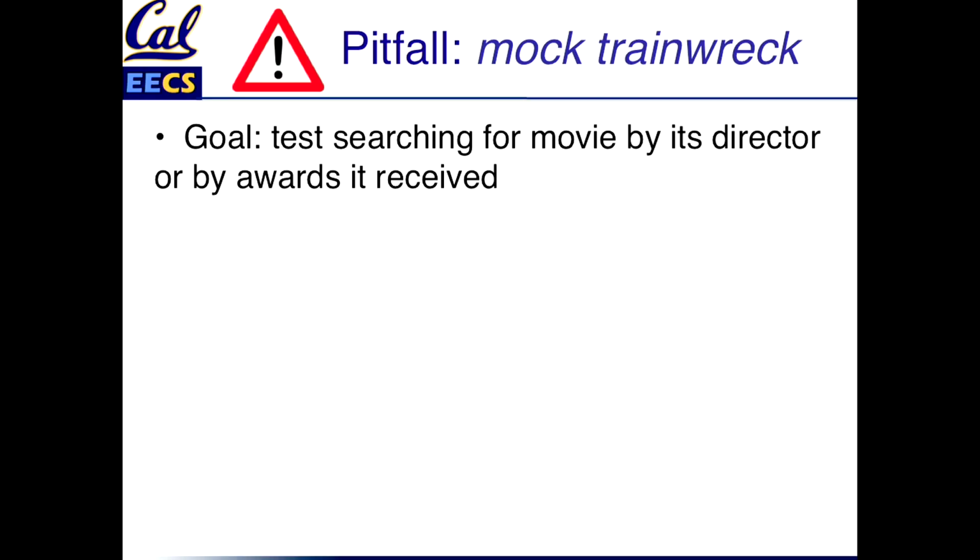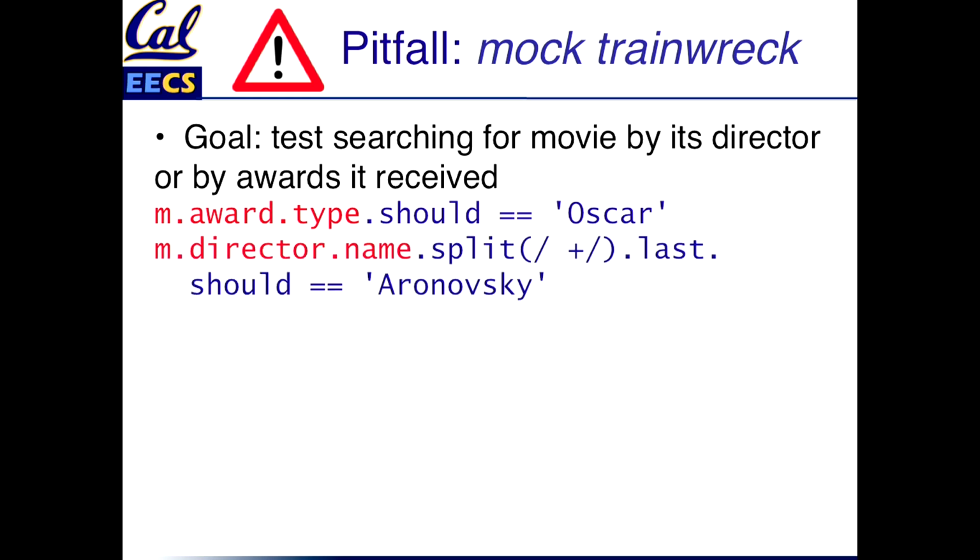So how do you know if you've committed one of the blunders of factories versus fixtures? One of my favorite ones is called the mock train wreck. And to motivate it, here's an example where we want to test a hypothetical method that would search for a movie by its director or by the Oscars that it received, by the awards it received. So this is the thing we'd ultimately want to write in our test. Here's the same test we'd want to check for the name of a director.